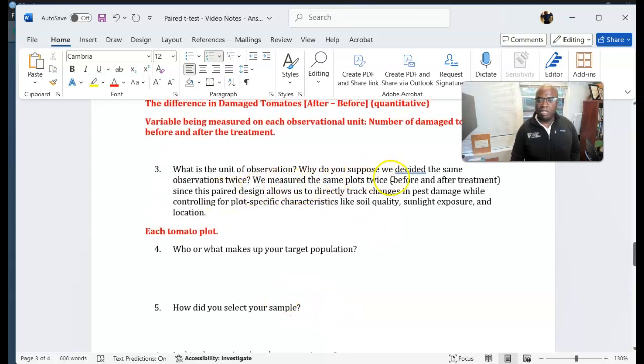We measured the same plots twice, before and after treatment, since the paired design allows us to directly track changes in pest damage while controlling for plot-specific characteristics. Some plots may have better soil quality or better sunlight exposure, and so on and so forth. Okay? I'm hoping to drive that point home to your understanding.